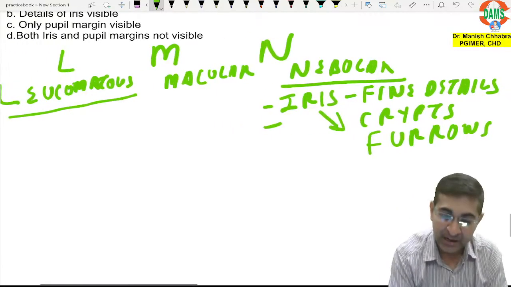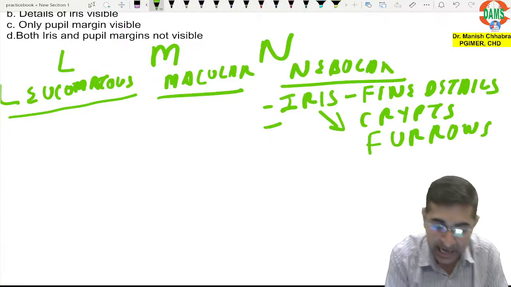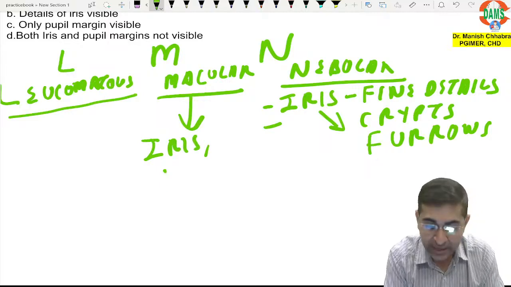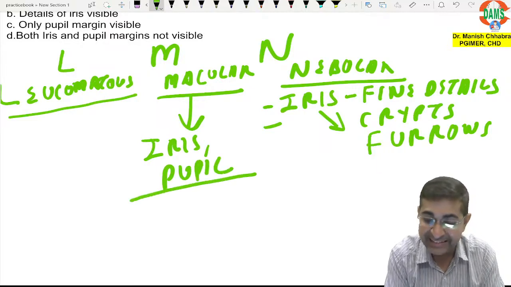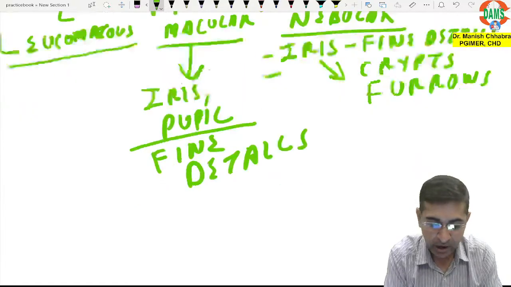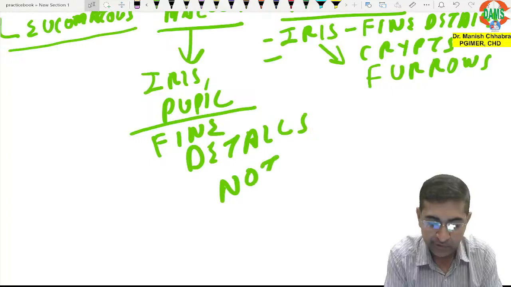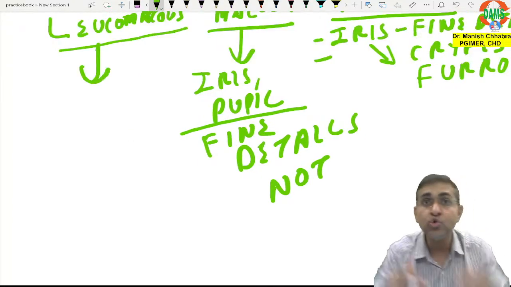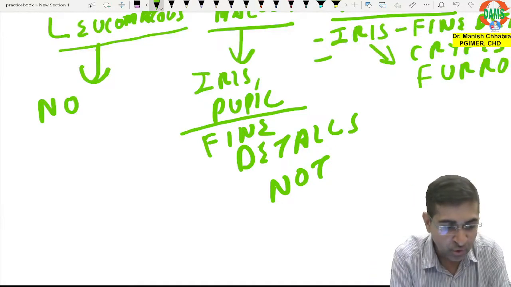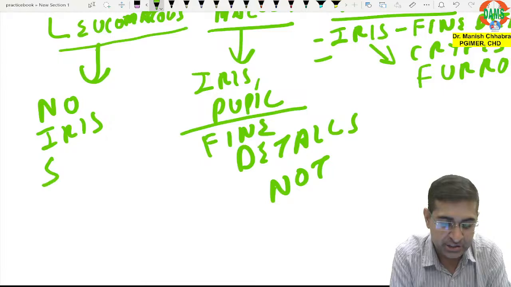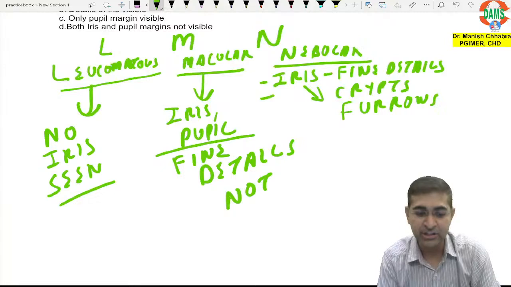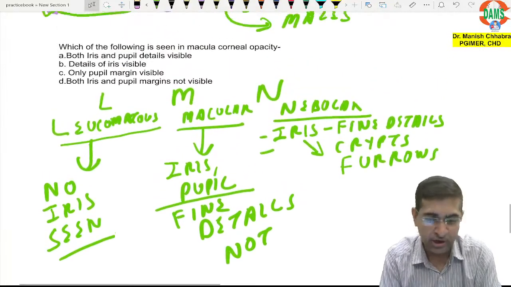Now coming over to macular opacity. In macular opacity, you can see the iris, you can see the pupil, but the fine details are not visible. While in leukomatous, you cannot see across the cornea. No iris is seen. No view of the anterior chamber. Now you have understood. Now coming over to the question.